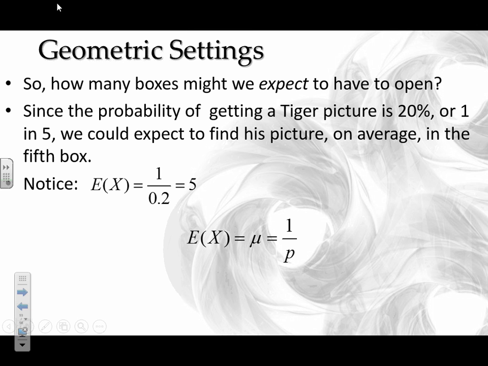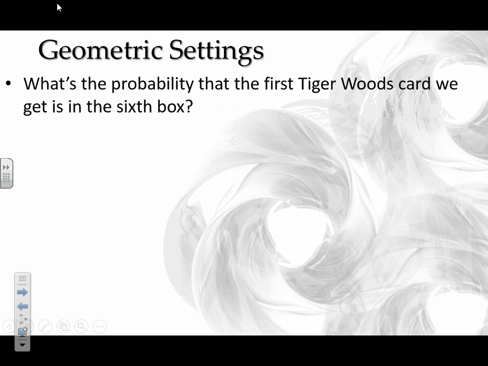So the interpretation of E of x here is different than in the binomial setting. In the binomial setting, we calculated the number of successes we expected to find in a certain number of trials. The expected value for a geometric setting is how many trials should we expect to run until we find a first success. Okay, so make sure you know how to interpret as well as calculate.